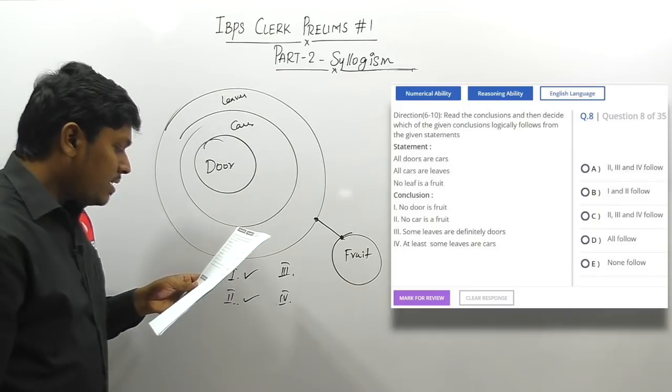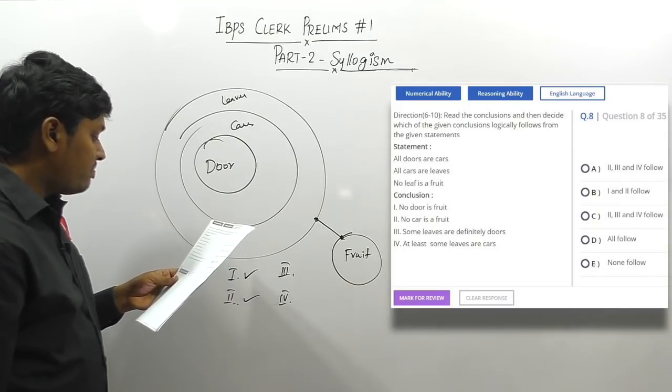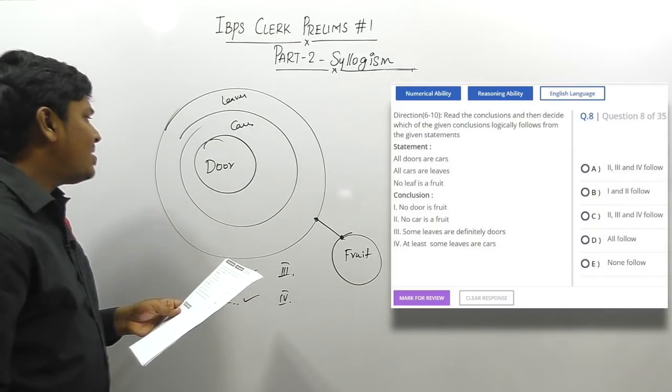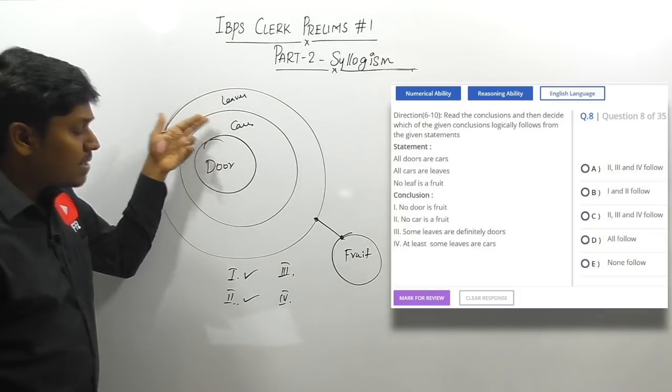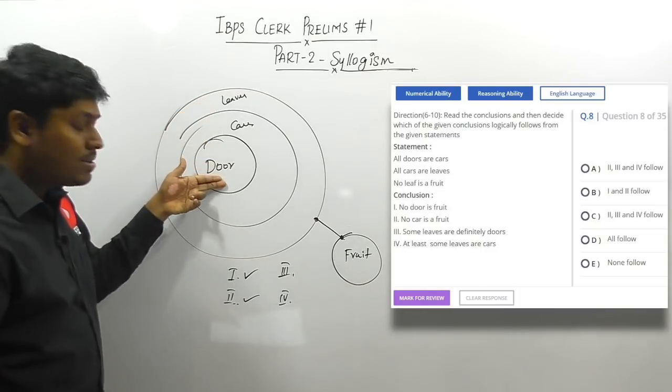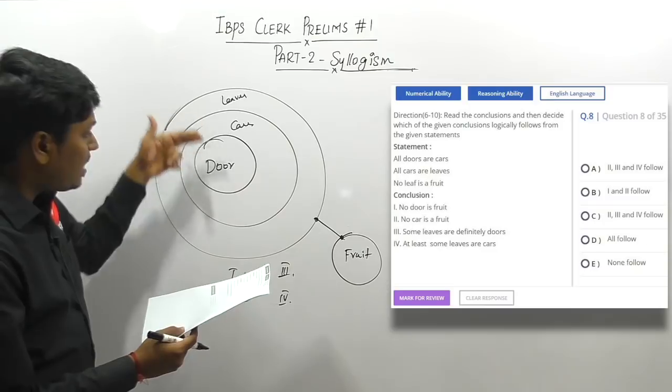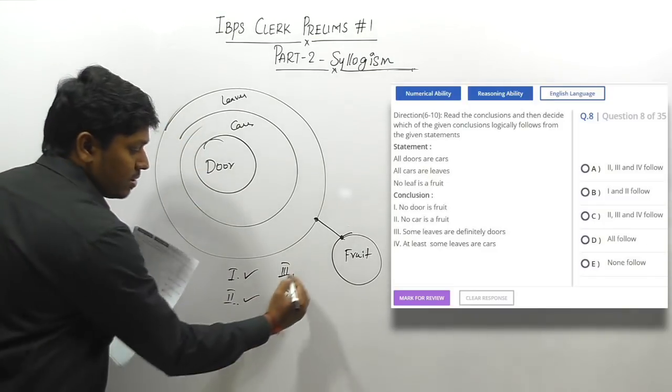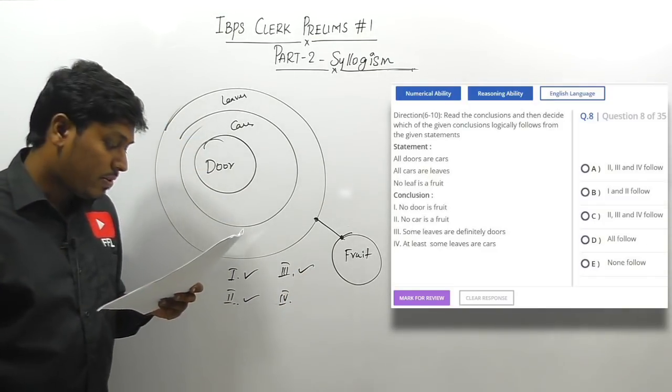Conclusion number 3, some leaves are definitely doors, which is exactly correct. Listen carefully. Some leaves are car is correct. Some leaves are door is correct. So they are saying that some leaves are definitely doors. So we can say that conclusion number 3 is true.